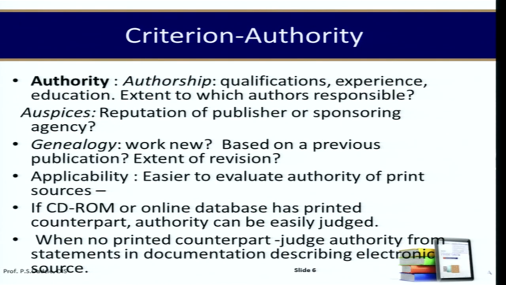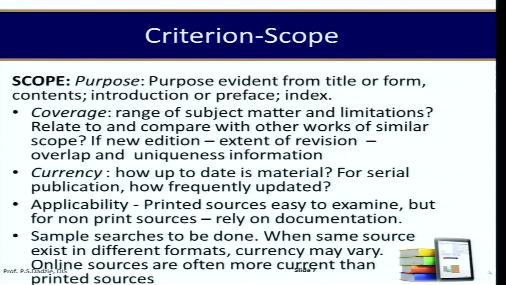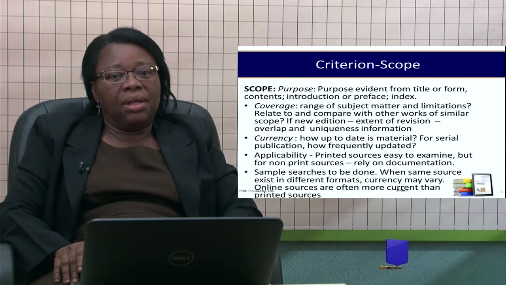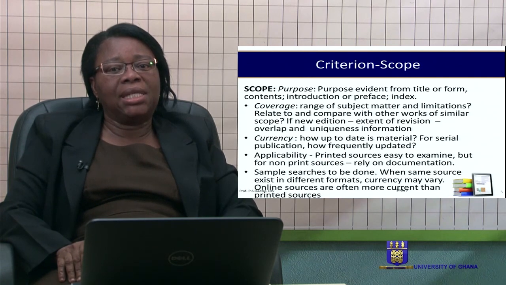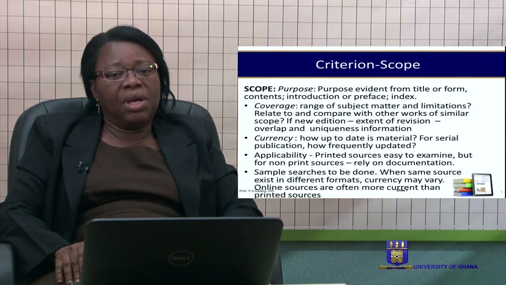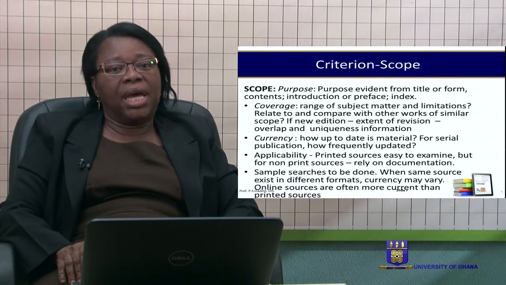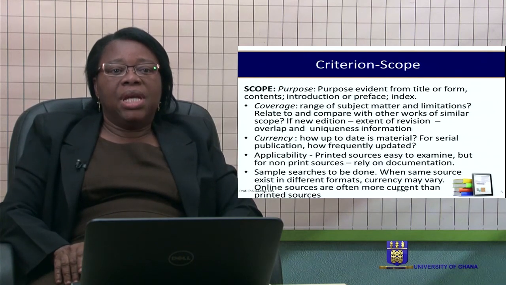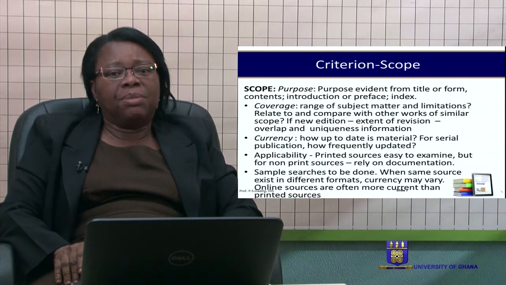Now, the next criterion that you need to consider when evaluating or selecting a reference material is the scope. Under scope, you need to consider the purpose of the particular material. And the purpose is usually evident from the title, or from the contents, or from the introduction, or from the preface, or even from the index. You need to flip through the material in front of you to get the purpose. You also need to consider the coverage. What is the range of the subject matter and its limitation? And you also need to consider the currency, how up-to-date that material is.